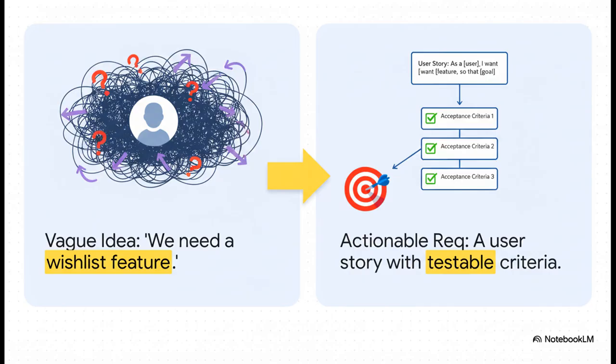On the left, you have this vague, fuzzy idea. We need a wish list feature. I mean, what do you even do with that? But on the right, you have a fully actionable requirement. You have the who, the what, the why, and a clear, testable example of what done looks like. This leap, right here, from confusion to clarity, that is the fuel that makes great teams run.